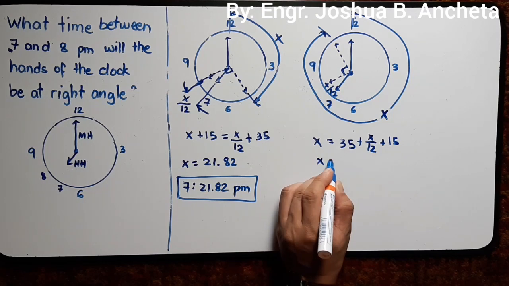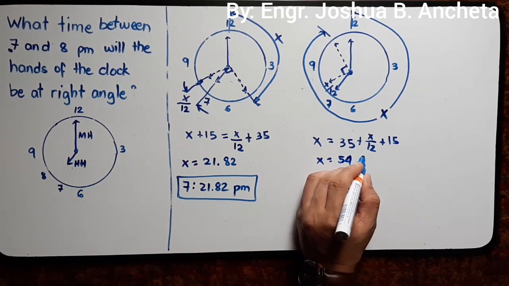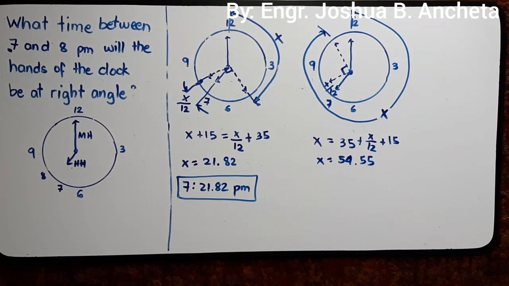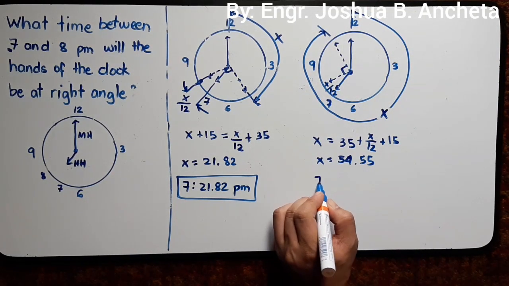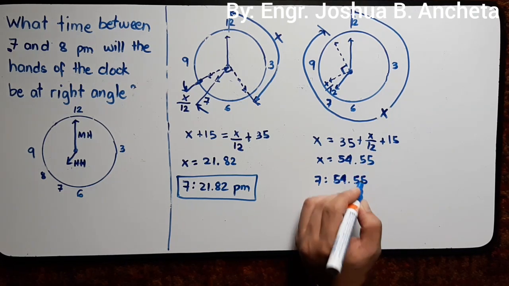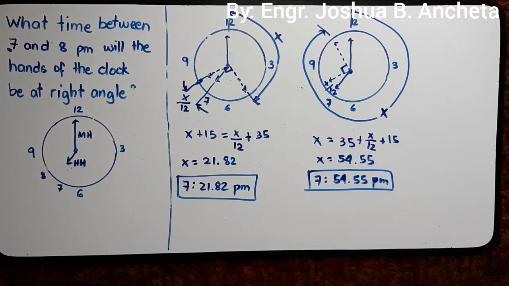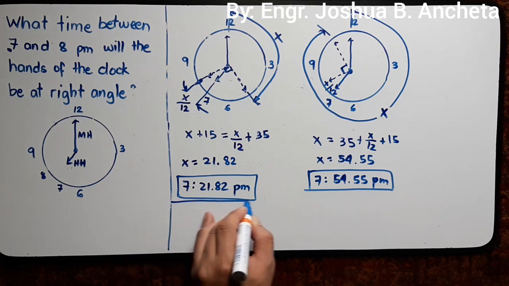So solve for X here, it will give 54.55. Therefore, the time for this condition is 7 o'clock and 54.55 PM. So this is the time wherein the minute hand and the hour hand are at right angle for the second time. Okay? So this is our conventional method. Let me show you the shortcut method.